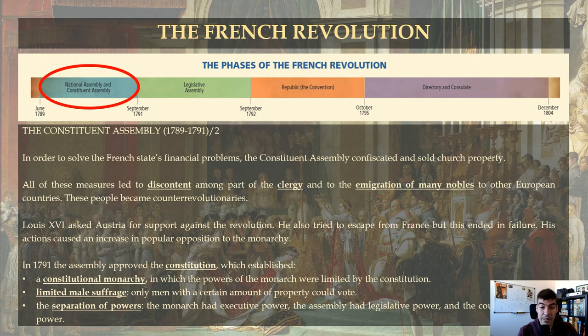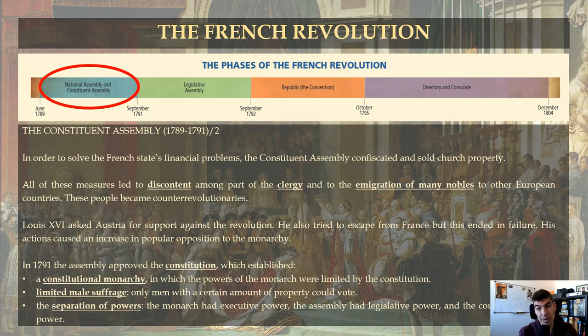So after that, in order to solve the French state's financial problems, remember the debts of the crown and the price of the grain, the Constituent Assembly confiscated and sold church property. All of these measures led to discontent among, of course, the clergy and the noblemen, most of whom emigrated to other European countries, and these people are called counter-revolutionaries because they were opposing the revolution. Louis XVI asked Austria for support against the revolution.